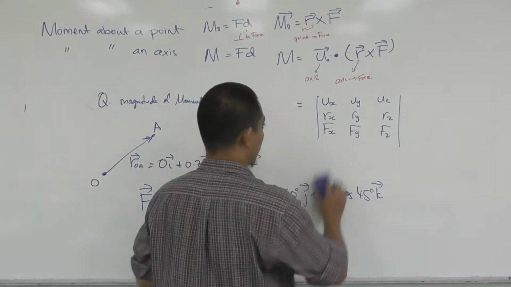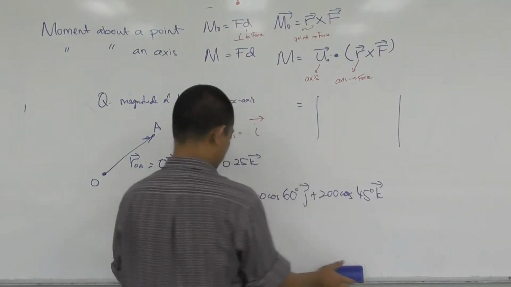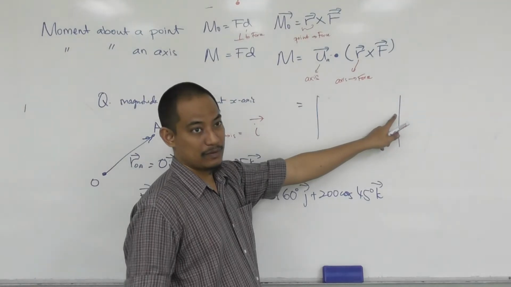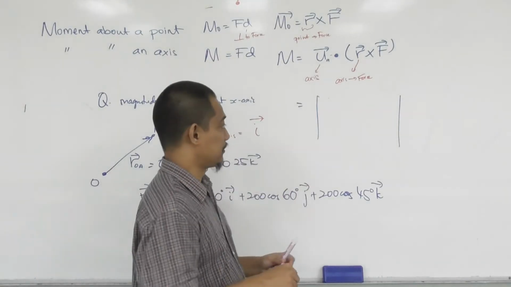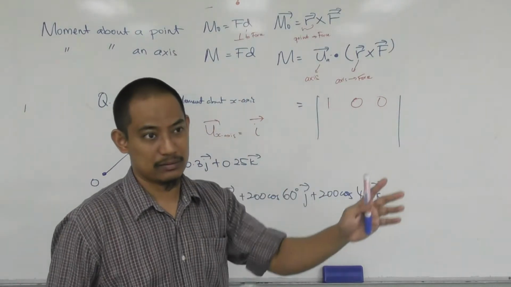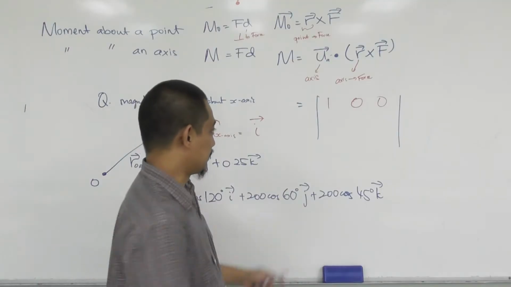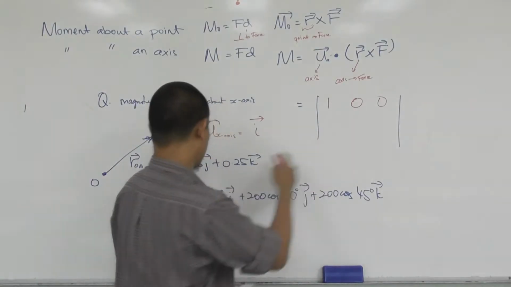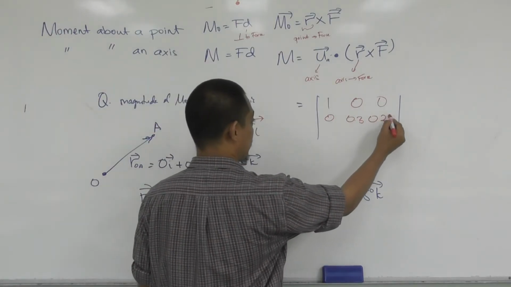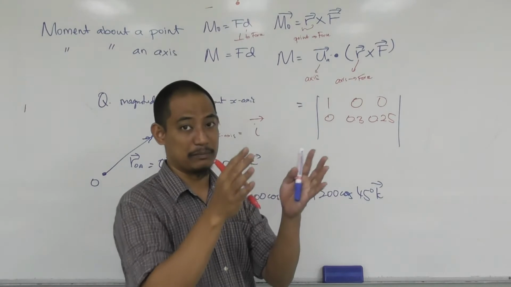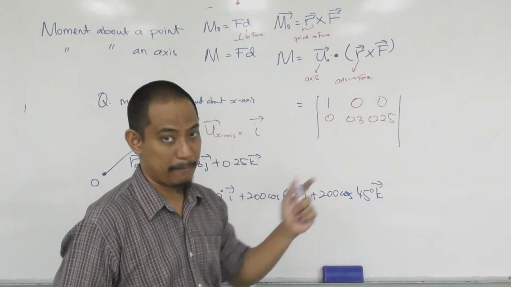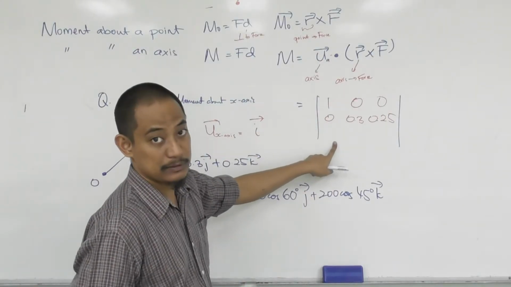Basically you plug in. I become what? Make sure you understand what you are putting, right? You should put 1, 0, 0. Do not put I, because that doesn't make sense. Because you notice that for R, you just put 0, 0.3, 0.25, right? You do not put ijk, you just put the number. Similarly here, for unit vector, you just put the number, do not put ijk, right? It's just like this.